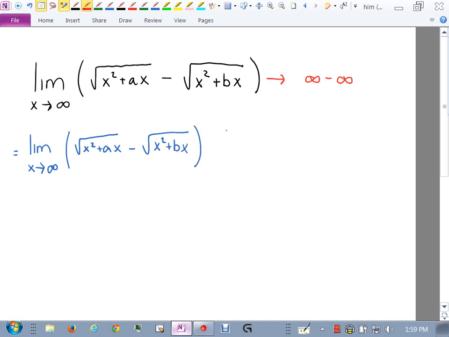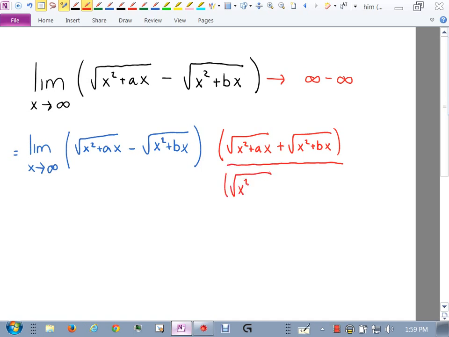Here comes my conjugate. Now, I can't just multiply by the conjugate out of nowhere. I can only multiply by 1. So I have to put the conjugate over itself. That's all right. We're not worried. And then on the other one, can we just throw that whole thing over 1 and be happy?